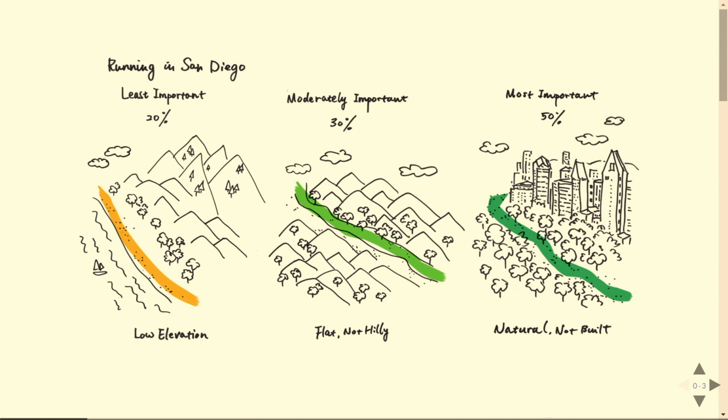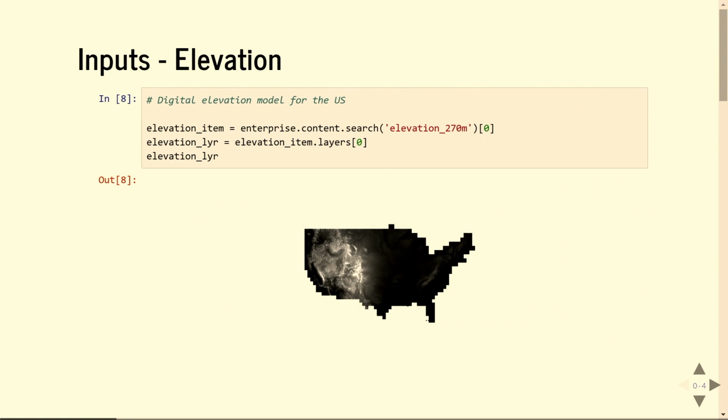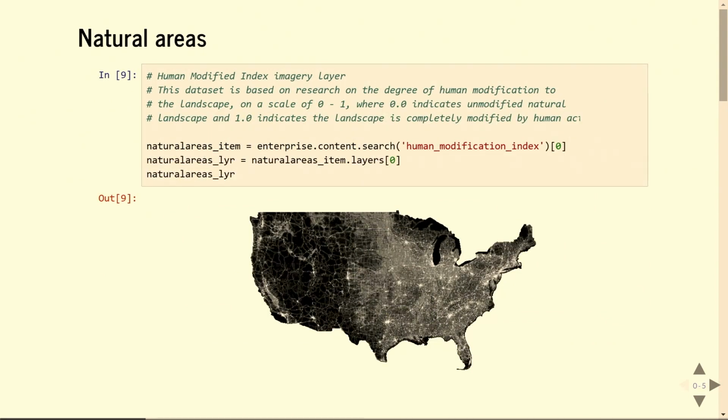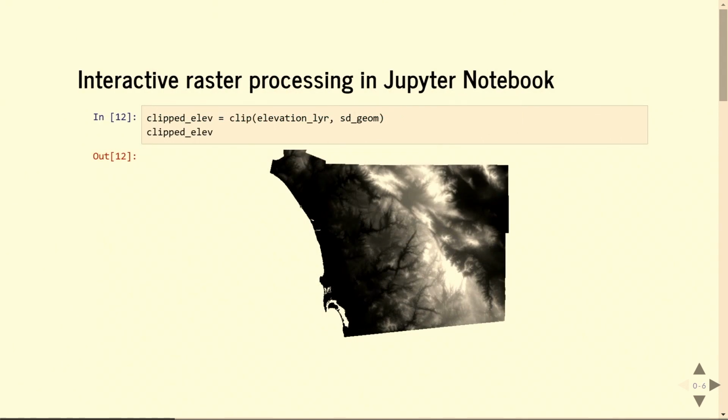And let's see how you can use the Python API to do that against your WebGIS. First, you go and collect the input data sets. You collect the elevation data, then you collect a human modification index layer, which is a modified land use layer. Then you clip it to your area of extent. Here in this case, we're clipping it to San Diego using the clip raster function.